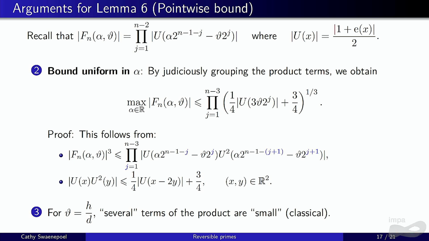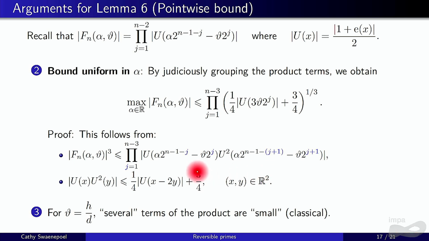So how do we group the terms of the product? We look at the cube of Fn of alpha and theta. Now for each j, we have 3 copies of the term corresponding to j. So how do we group all these terms? For each j, we take 1 copy of the term corresponding to j, this is this u, and 2 copies of the term corresponding to j plus 1, the next one. This is this term. So we get this upper bound.